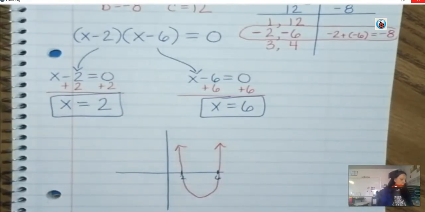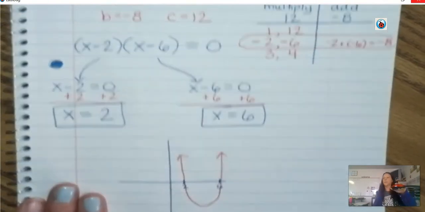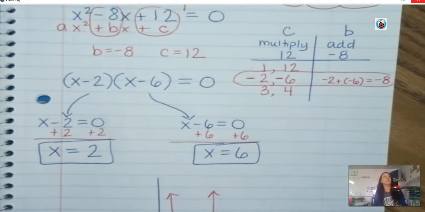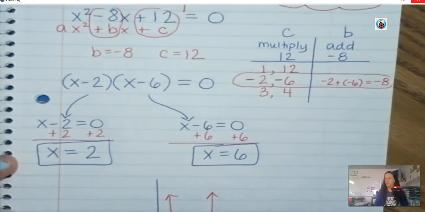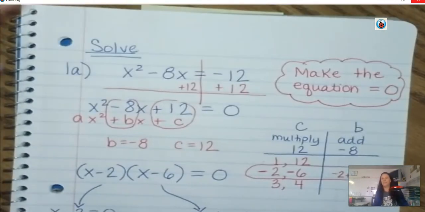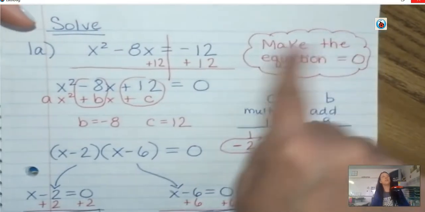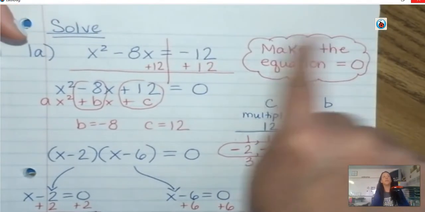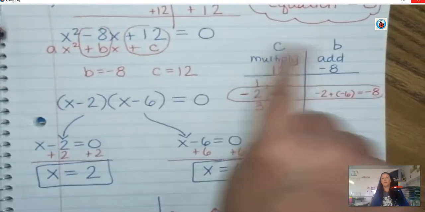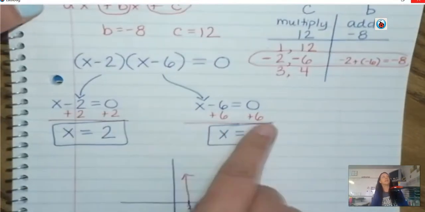Okay, 1B then. So right now, look at your notes. Tomorrow, when we're working on our exit ticket, are you going to be able to look at your notes and know what you did? So look at your notes. Make sure you wrote that you have to make the equation equal to 0 first. Do your factors, and then solve the factors.